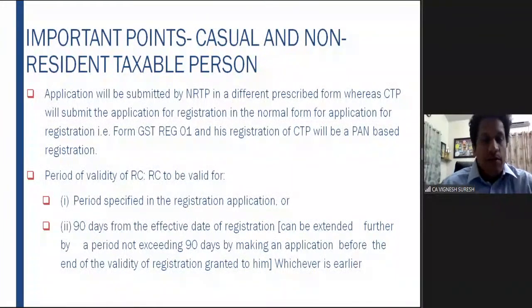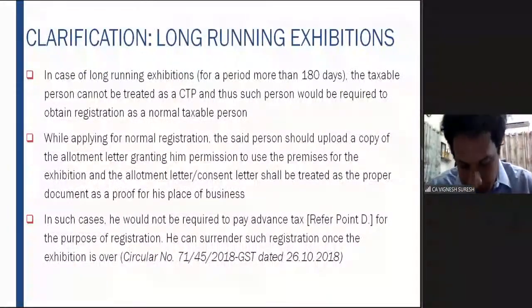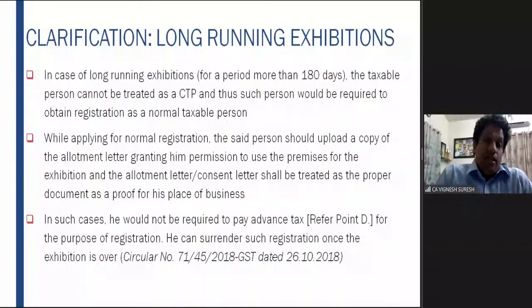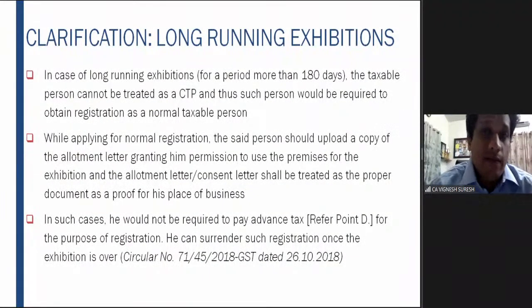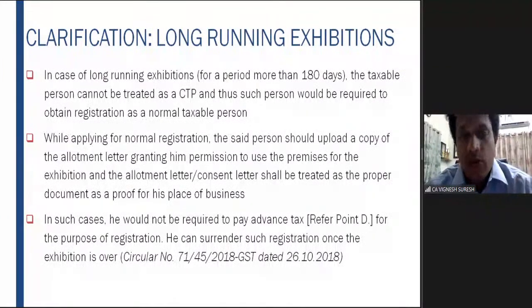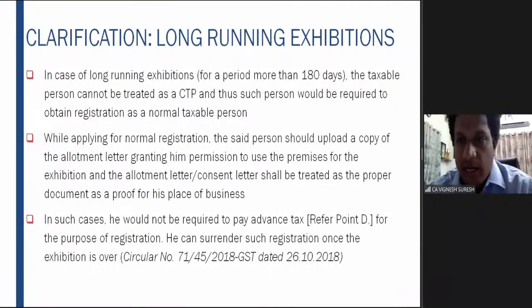Further extension for a period not exceeding 90 days can be done in case the request is made by the respective casual taxable person. There is a clarification which was given by a circular in 2018 with regard to long-running exhibitions. Now, just because this person has the benefit of a casual taxable person, he cannot go on being outside and taking registration under a casual taxable person. That is why this clarification was issued.